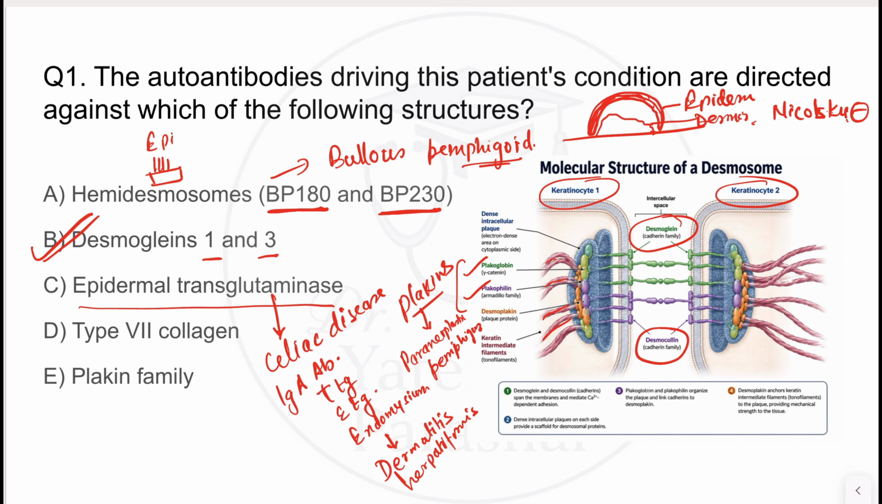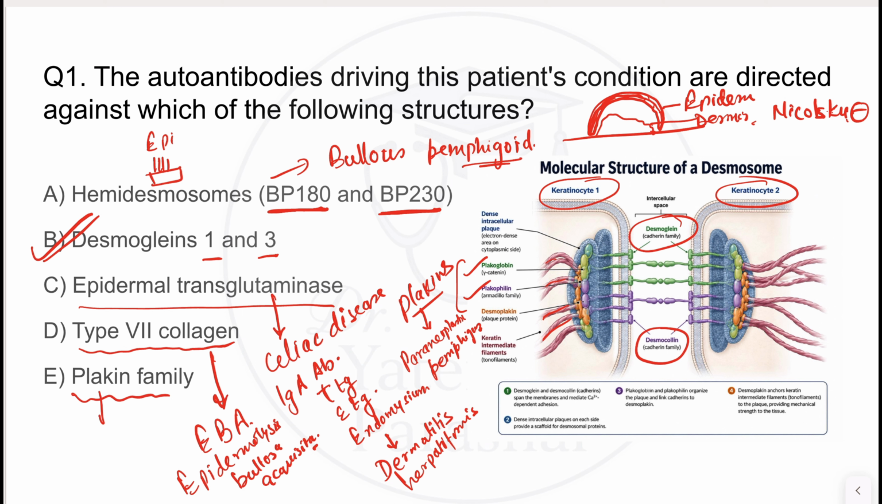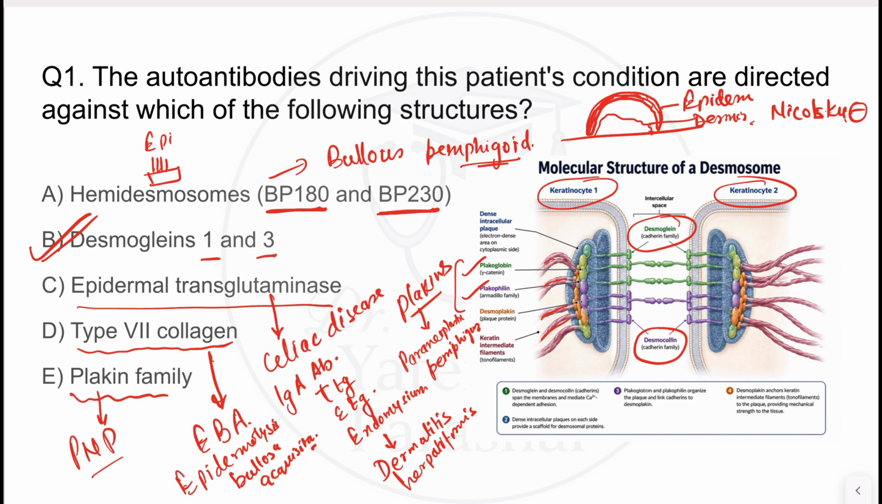Option D, the type 7 collagen. This is involved in epidermolysis bullosa acquisita. Antibodies are formed against type 7 collagen and the blister is subepidermal. Option E, plakin family. Plakin family, as we have already discussed, is involved in paraneoplastic pemphigus. So option B is correct, desmoglein 3 and 1.